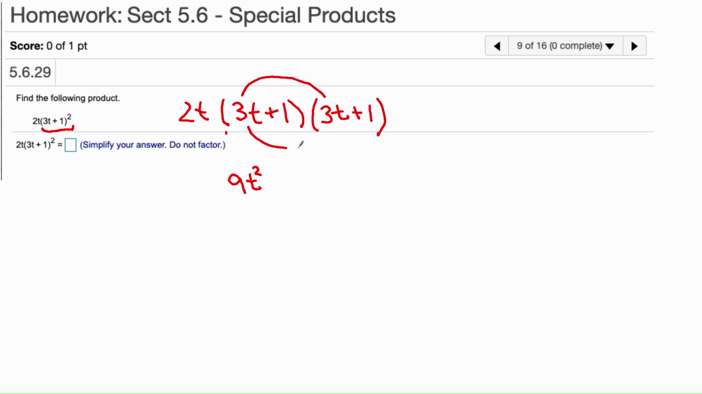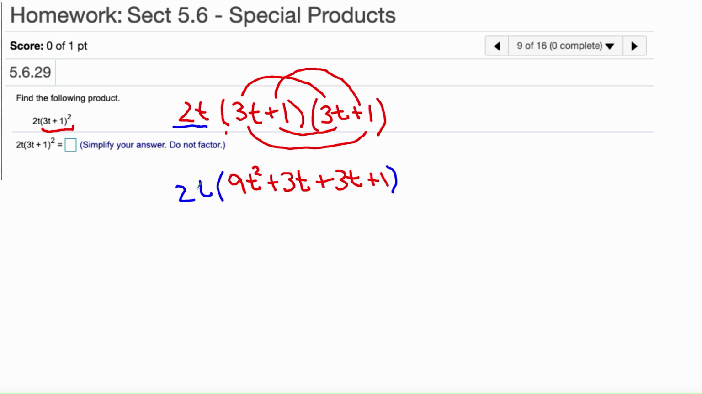I'm going to multiply the outer terms. 3t times 1 is plus 3t. The inner terms will again give me plus 3t because 1 times 3t is positive 3t. And then the last term in each binomial, the positive 1 times the positive 1 is plus 1. And so what you have to be careful here is not to forget that there was also that additional 2t. So now I'm going to distribute that 2t to all of these terms.